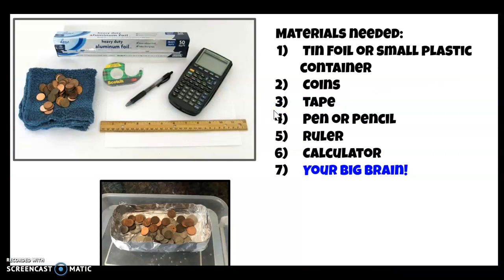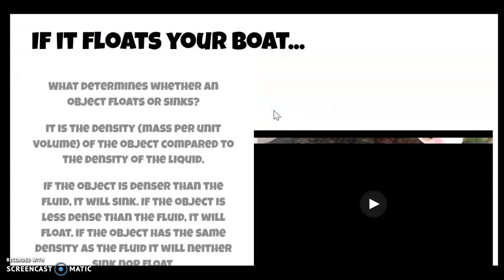These are the things you're going to need. But for right now, the only thing you really need is your calculator and your computer, because the first thing we have to do is just design the boxes. Then you'll probably need a piece of paper and a pencil, because then you will start drawing the actual design of your boat. But as we get done with our designs, you are going to need tin foil, some tape, you definitely will need a ruler, and as many pennies or coins as you can find. If it floats your boat.